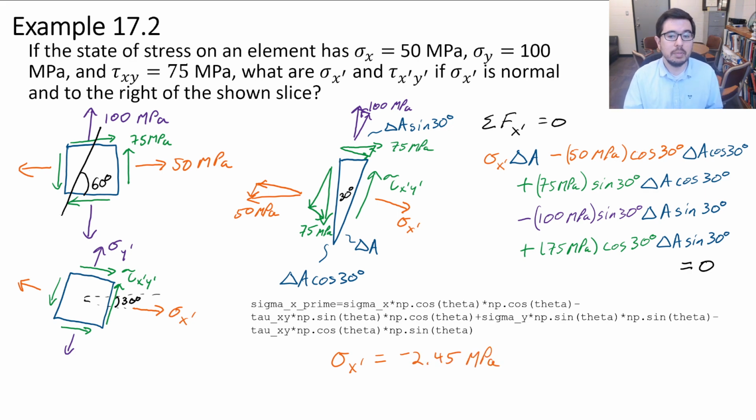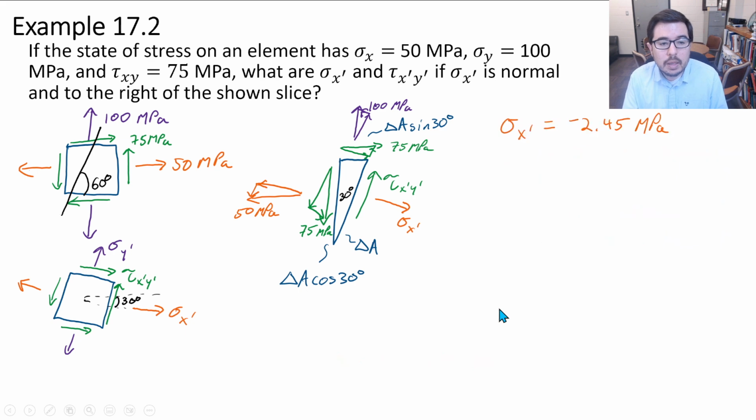And the resulting sigma x prime is, as you see here, minus 2.45 megapascals. So this is kind of interesting too, okay, because even though we defined it, right, to be positive, it actually ends up going in. So we actually are in a slight state of compression in this orientation, compression in the x prime direction. Okay.